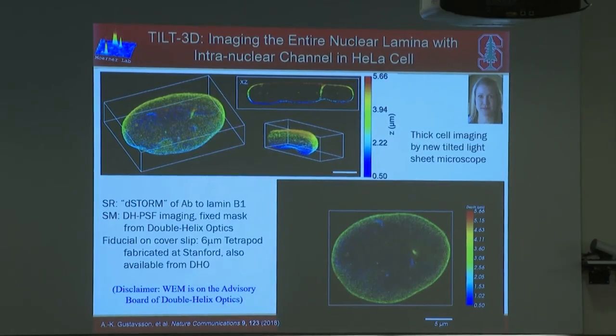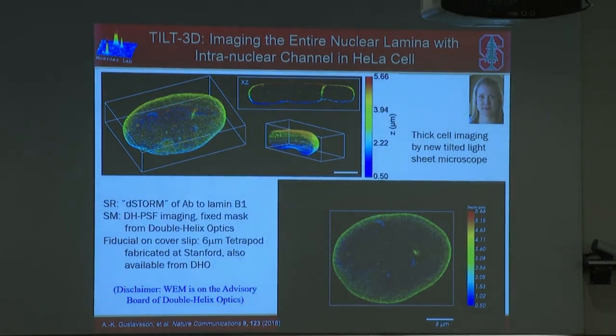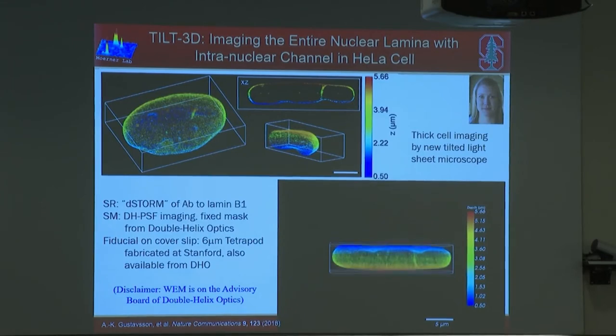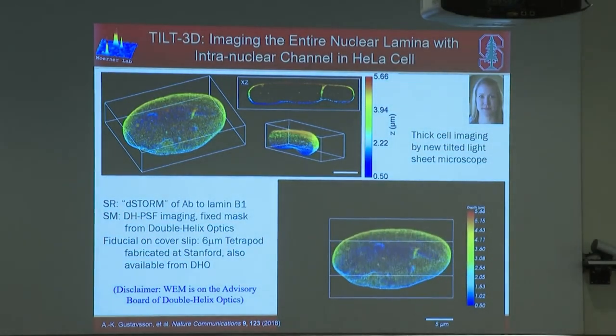Anna Karin Gustafsson, who is the postdoc, has been working on this, and she'll soon be an assistant professor at Rice. She applied it to the nuclear lamina, which is a fabric of proteins that are close to the inside of the nuclear membrane. By imaging lamin B1 and doing blinking single molecule STORM microscopy, but with all of this 3D tilted light sheet, she was able to obtain these images. Let me emphasize that the double helix is used for each plane, and then the tetrapod is used for the long range. This is something that you can get from Double Helix Optics, and my disclaimer is that I'm on the advisory board of Double Helix Optics. But these data in three dimensions are really quite beautiful of the nuclear lamina. You can see an intranuclear channel inside this cell, inside the nucleus, running across the nucleus.